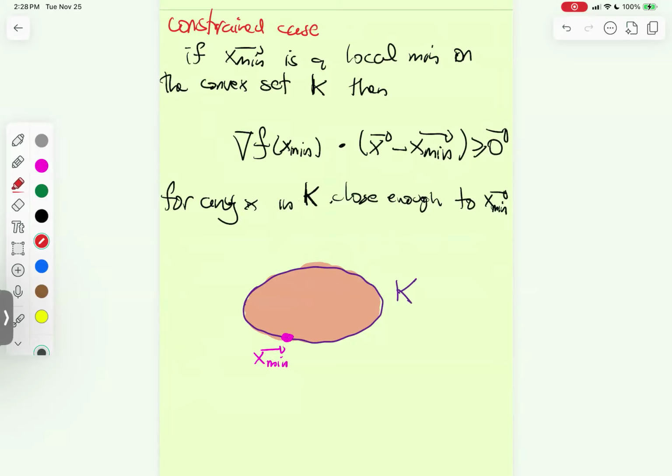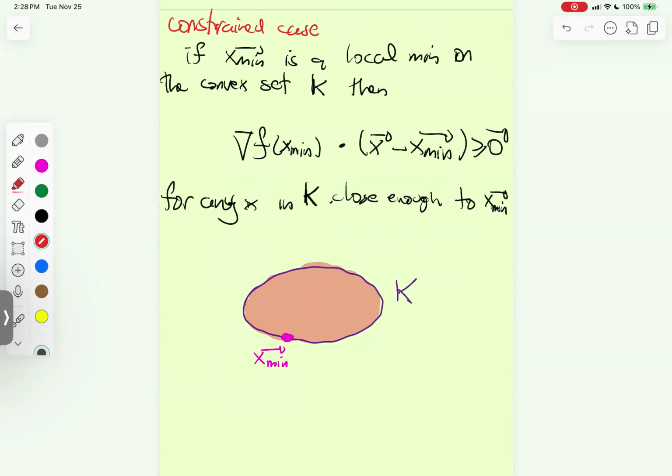And what does it mean to be a local mean? It means that you're a mean relative to nearby points, like points that are close enough to you. But if you are a local mean and you're inside the convex set, you don't care about what's happening outside the convex set, because that's what it means to be a local mean relative to the convex set. So you only care about the points inside the convex set.